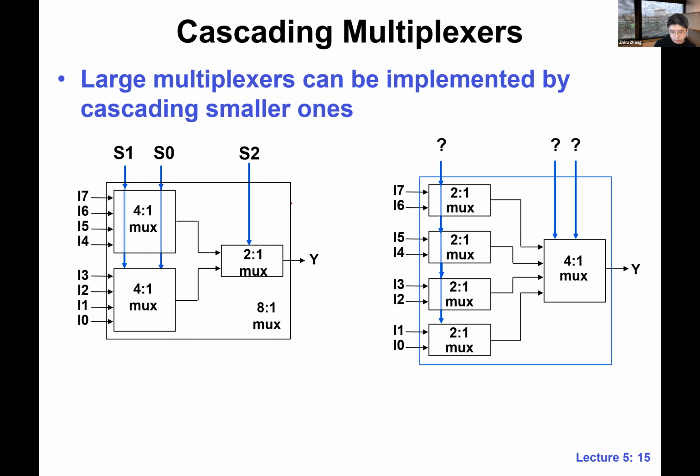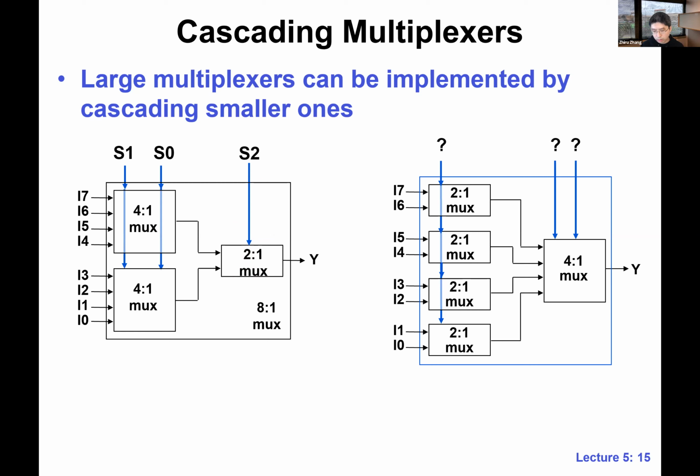If you look at the left-hand side, we use S1 and S0 to select between these 2 groups, and then we use S2 to make the final selection. We can also organize it in a different way. In the first level, we use a set of 2 input mux, and in the second level, we use a set of 4 to 1 mux.